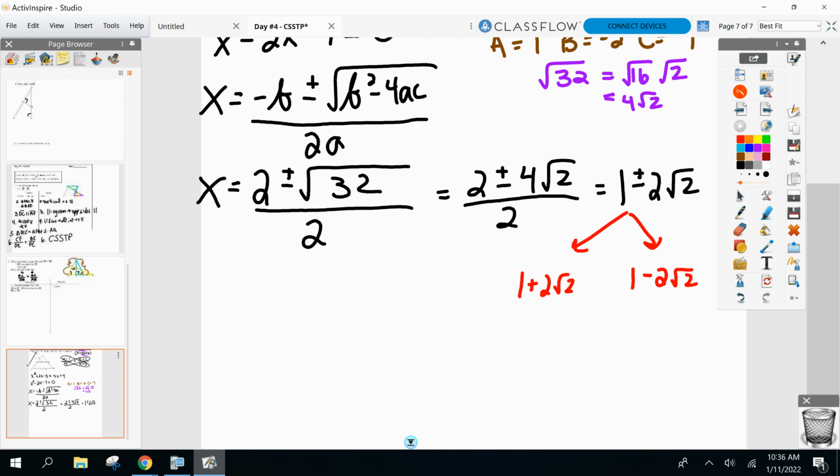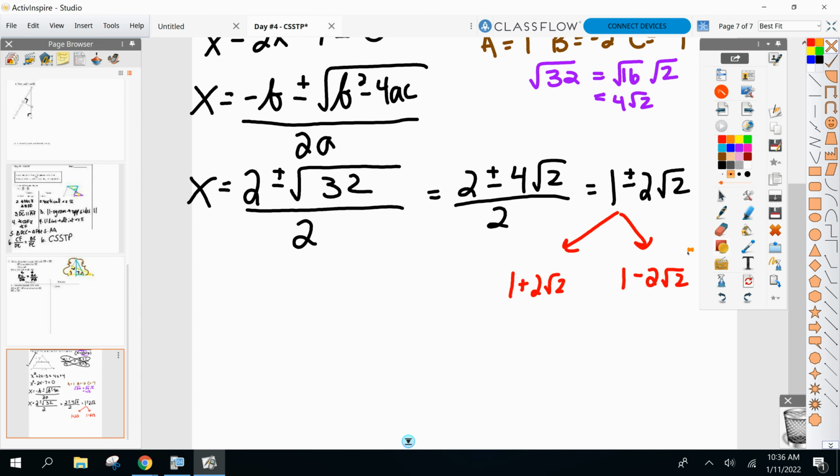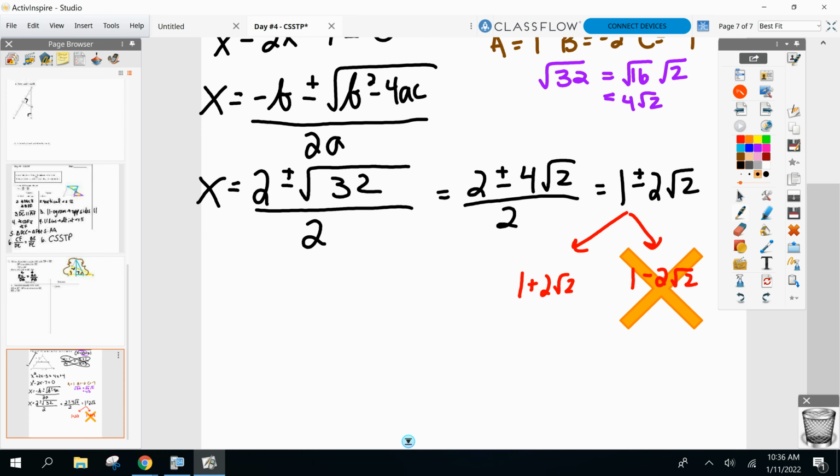All right, so we are going to have to reject 1 minus 2 radical 2. So there's only one answer, which is 1 plus 2 radical 2. Okay? You do have to check both still, even though we did quadratic formula. All right, I'm going to let you go on your own, but I do want you to flip over to the homework real quick.